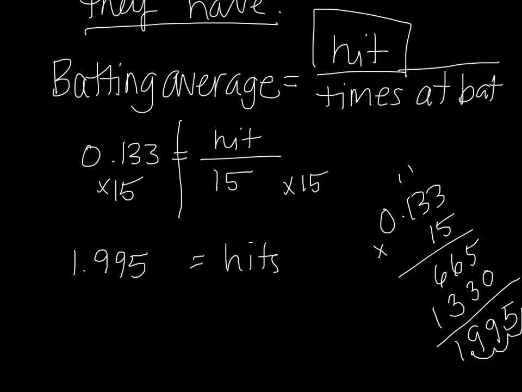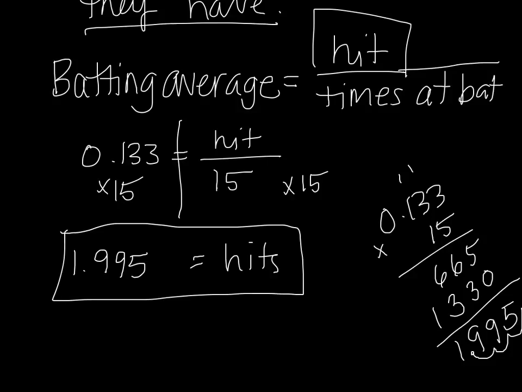So what I'm getting is 1 and 995 thousandths. So out of 15 times that he was at bat, he only hit it about 2 times, which is, in my opinion, not very good. Maybe for a baseball player that's pretty good, but I think in 15 chances of hitting the ball, you'd be able to hit it more than about 2 times, because we can't hit a ball 995 thousandths of a time.